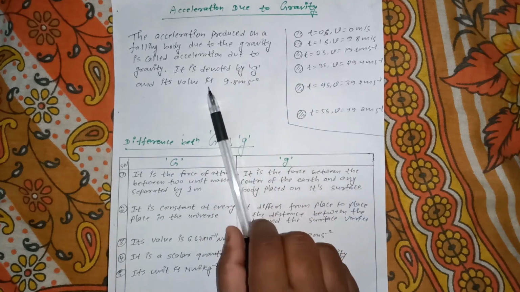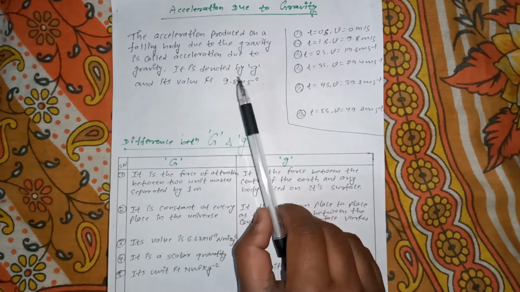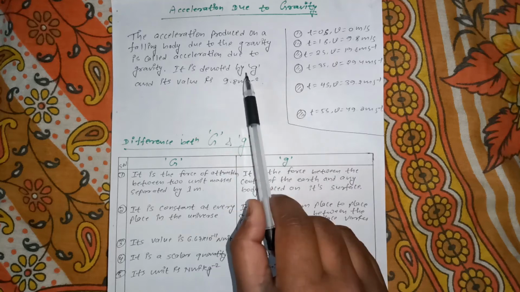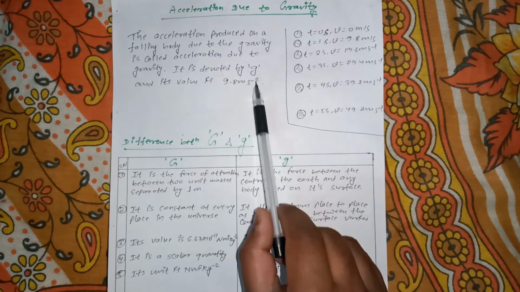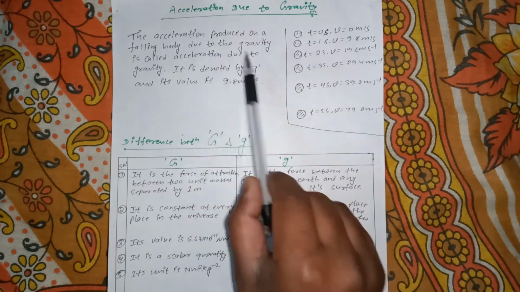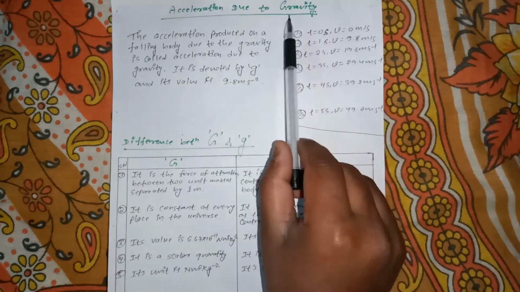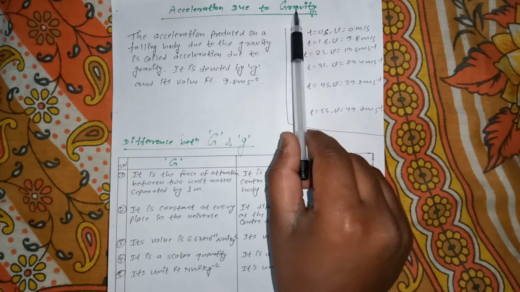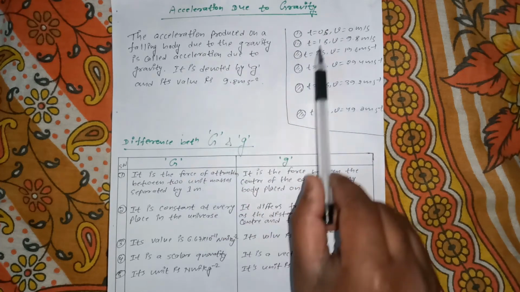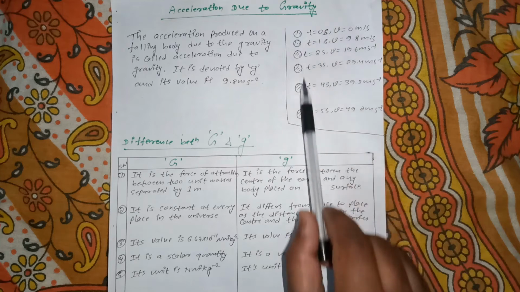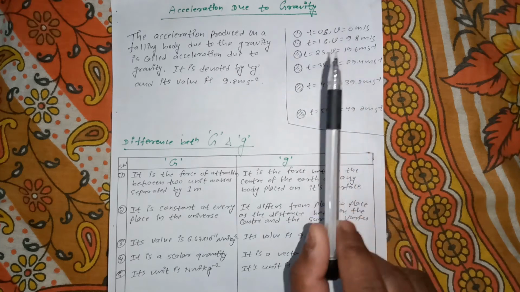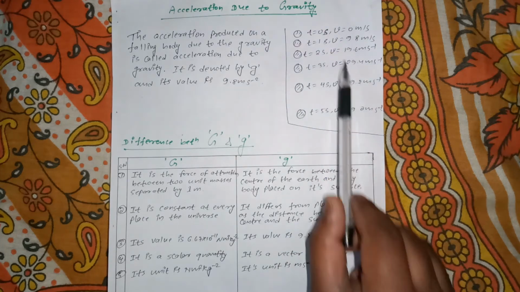As we all know, if we drop something from a certain height, its velocity goes on increasing and increasing. That increasing speed is called acceleration, and acceleration in presence of gravity is called acceleration due to gravity. I have drawn a figure here. In this figure we can actually see the speed increasing.